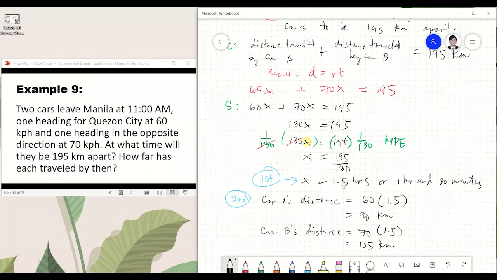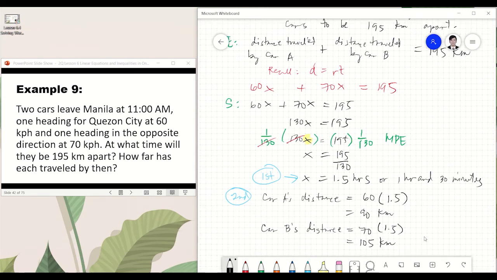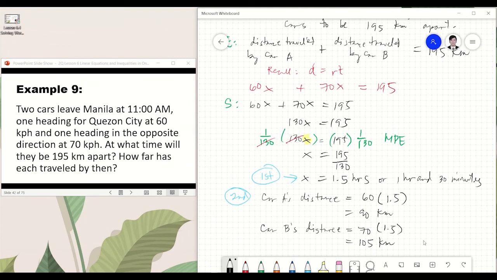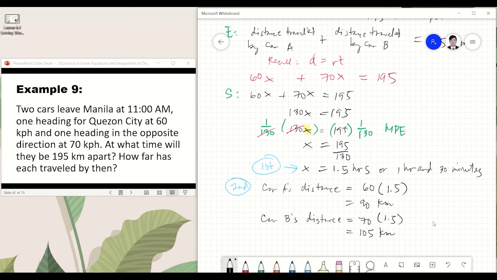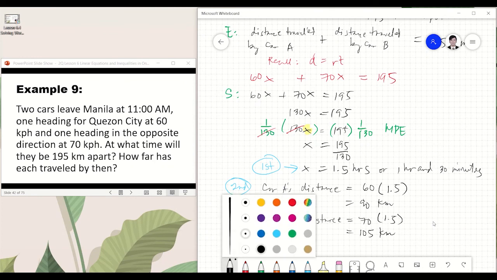So ibig sabihin nun, after 1.5 hours, yung mako-cover ni car A is 90 kilometers, at yung mako-cover ni car B, 105 kilometers. So, parang common sense lang, mas malayo talaga si car B kasi mas mabilis yung rate niya. It's 70 kilometers per hour compared to car A na 60 kilometers per hour lang. So, parang logical siya. Okay?